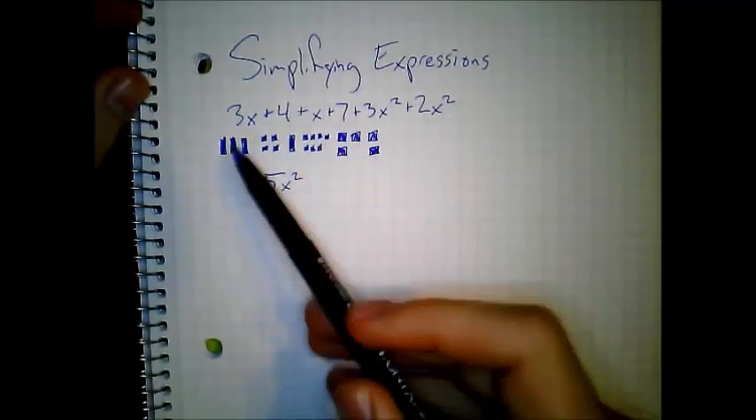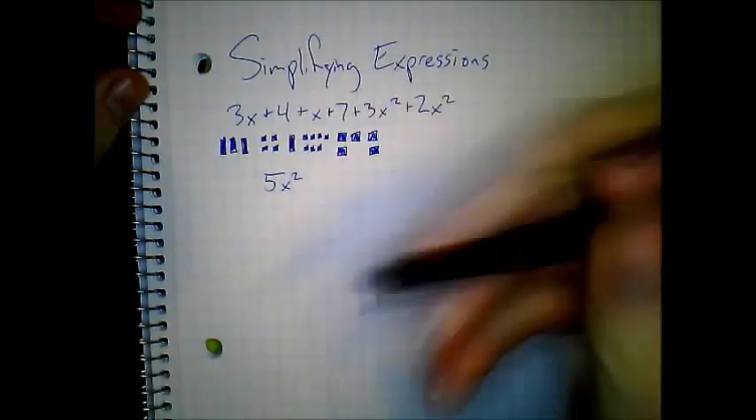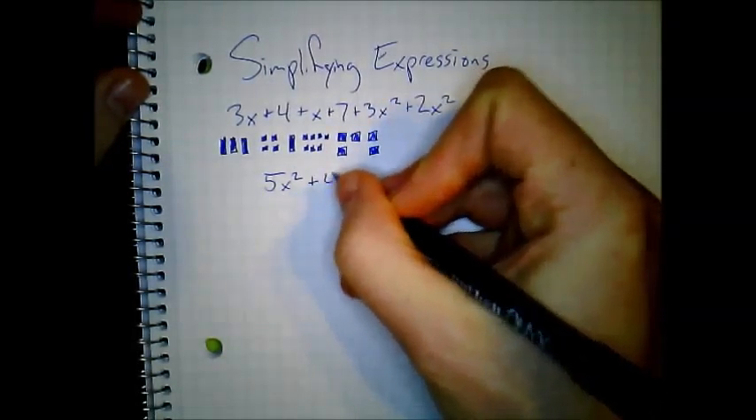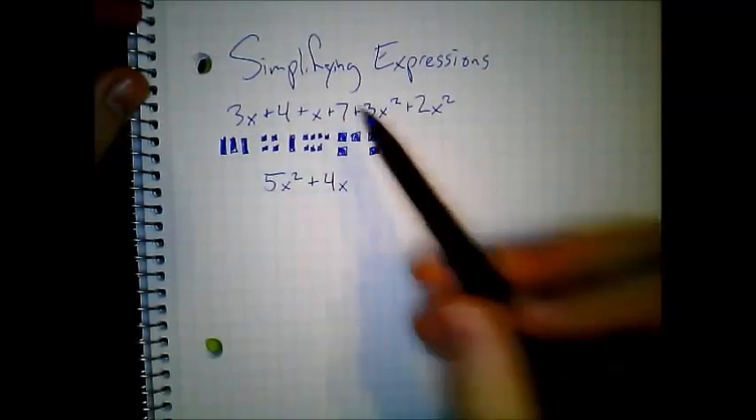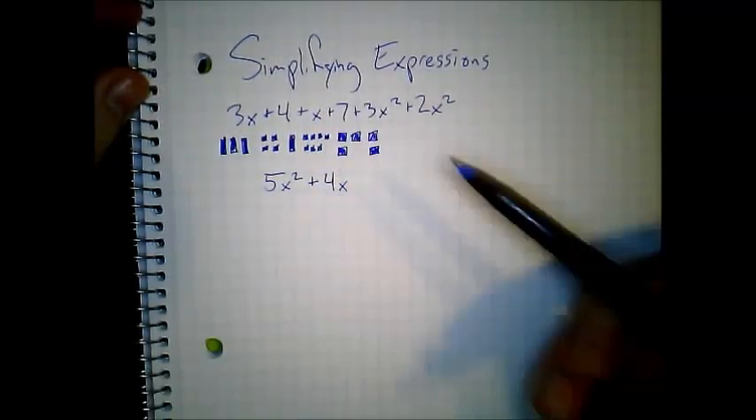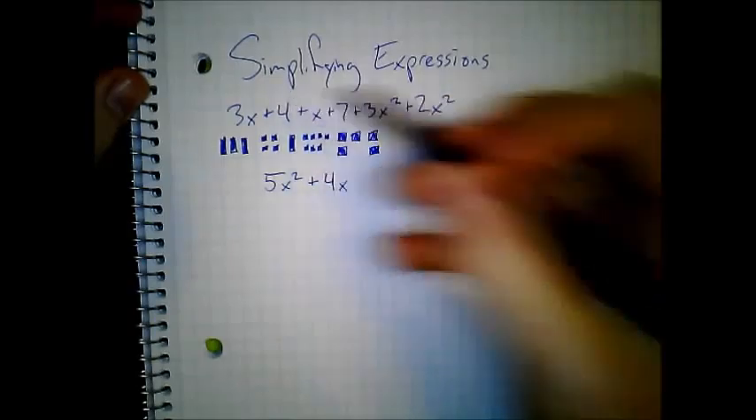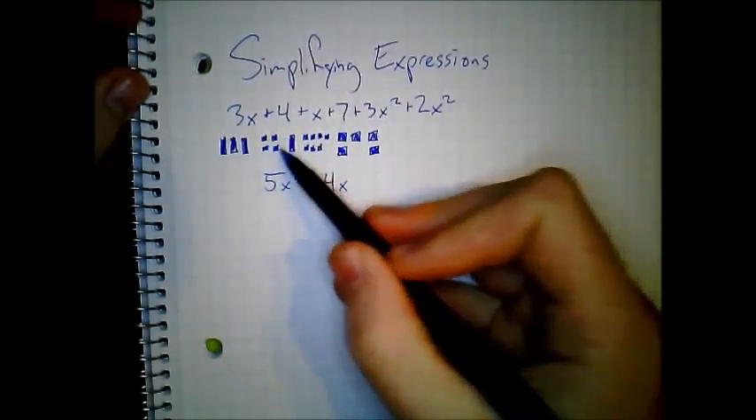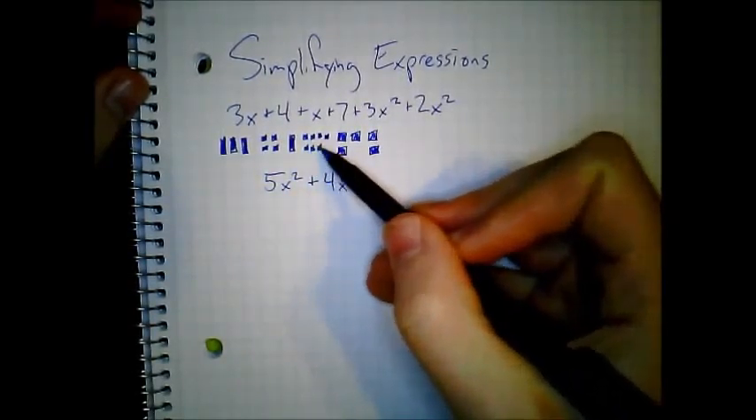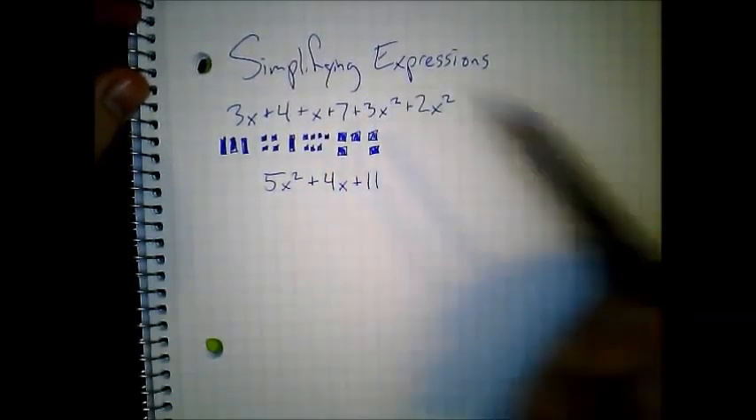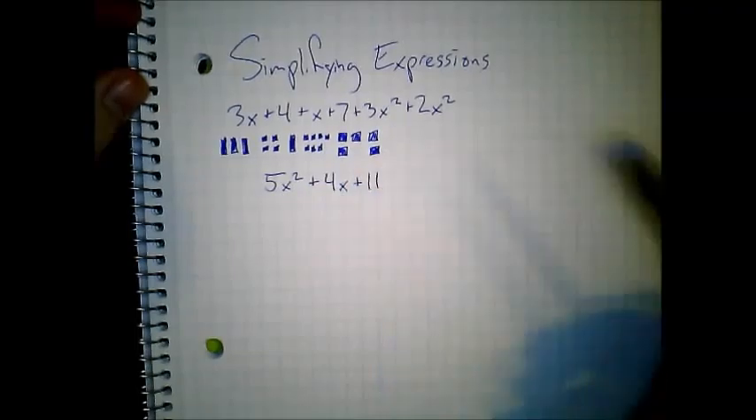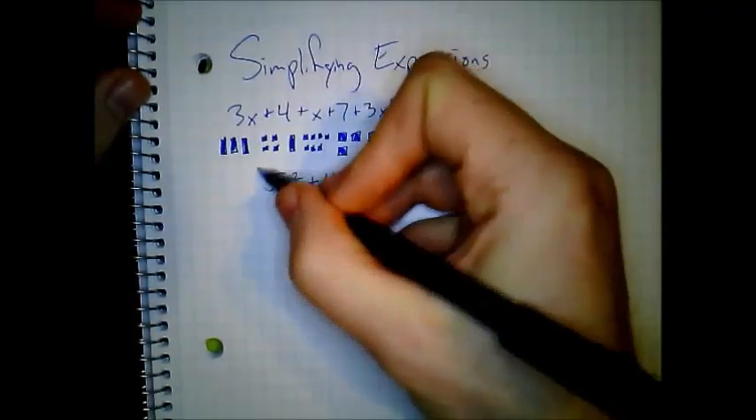So now let's look at what else we have. We have 1, 2, 3, 4 x tiles, so we're going to do plus 4x. Okay, we have 3x plus 1 more x is 4x. And last, our units. We have 1, 2, 3, 4 here. We have 1, 2, 3, 4, 5, 6, 7 here. So we have 11 total. And that makes sense because 4 plus 7 more is 11. And this is our answer.